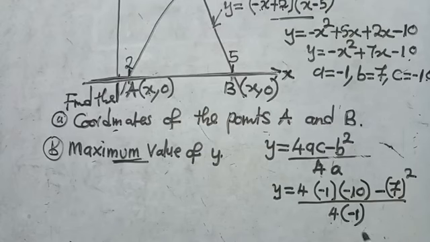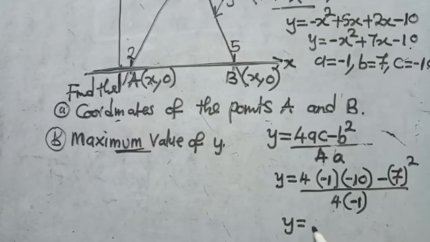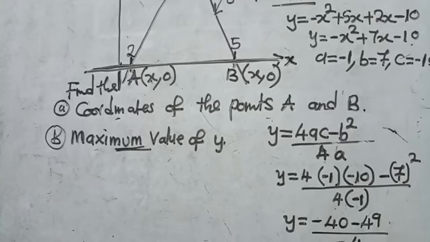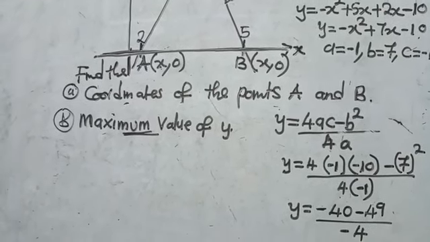Negative 1. This is what I am doing. So this is the same as y is equal to 4 times negative 1, that is negative 4, times 10, negative 10, you are going to get negative 40. So I'm going to get negative 40 minus 49. I say over negative 4, there will be a negative 4 there. This is what I need to do.